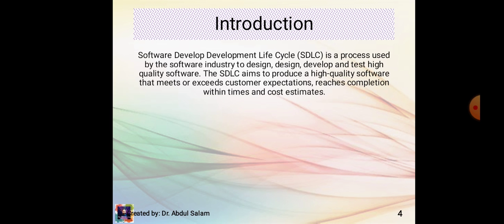First of all, introduction. Software Development Life Cycle (SDLC) is a process used by the software industry to design, develop, and test high quality software. The SDLC aims to produce a high quality software that meets or exceeds customer expectations, reaches completion within times and cost estimates. SDLC is the acronym of Software Development Life Cycle.